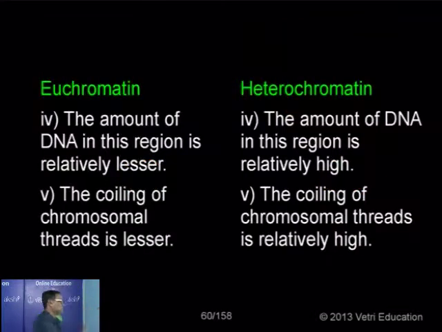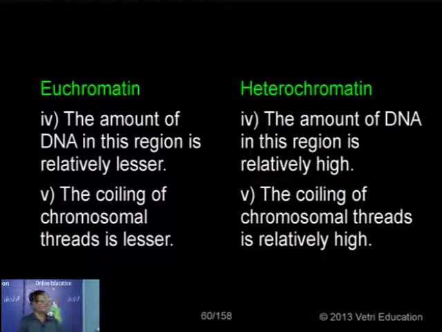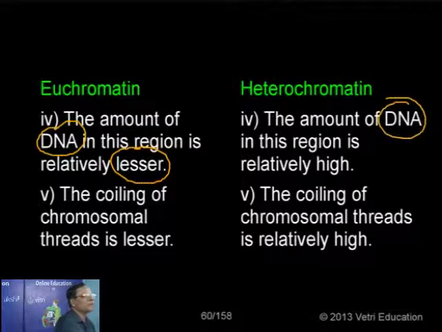Then some more differences. Suppose you are taking the amount of DNA in these two cases. Euchromatin is lightly stained and diffused in nature, which is why it contains a relatively lesser amount of DNA. But heterochromatin is formed because of chromosomal coiling. So we have a combination of many chromatin fibers, and the amount of DNA is much higher. The amount of DNA in this region is relatively high and here it is relatively less.